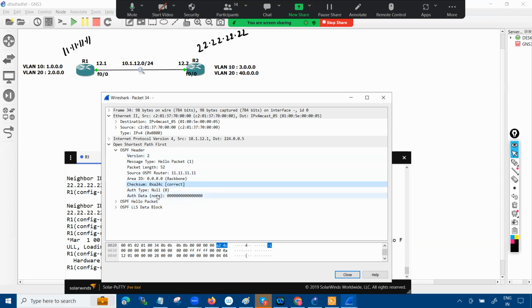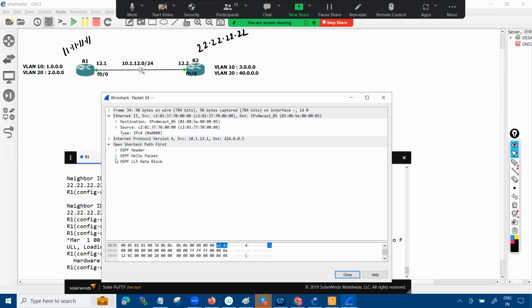And then we have the authentication type, it's null. So null will be 0. If you have text authentication, then it will be 1. And if you have MD5, it will be 2. We'll see that in the authentication part. And then we have the OSPF hello packet.